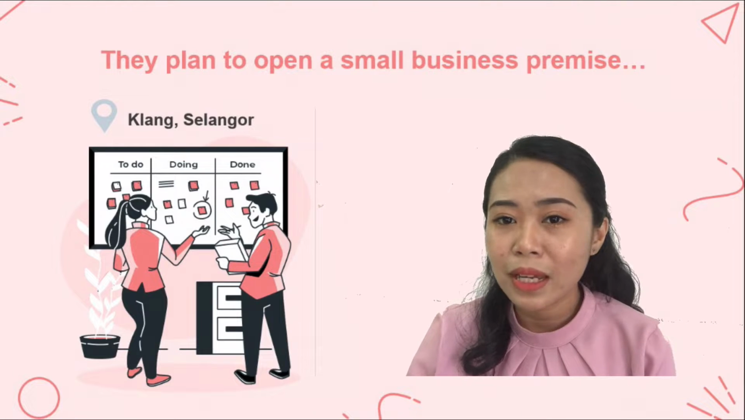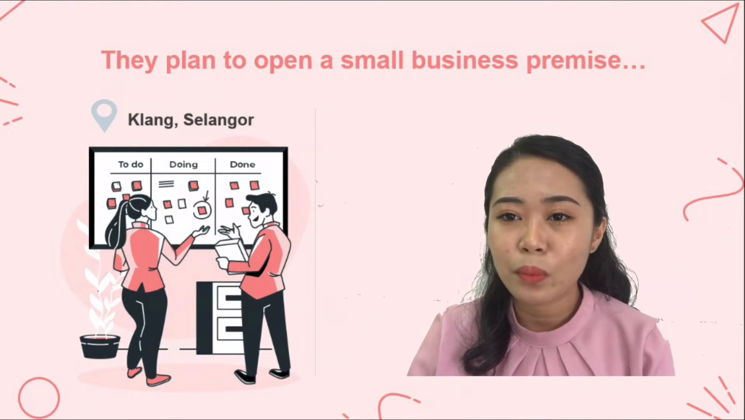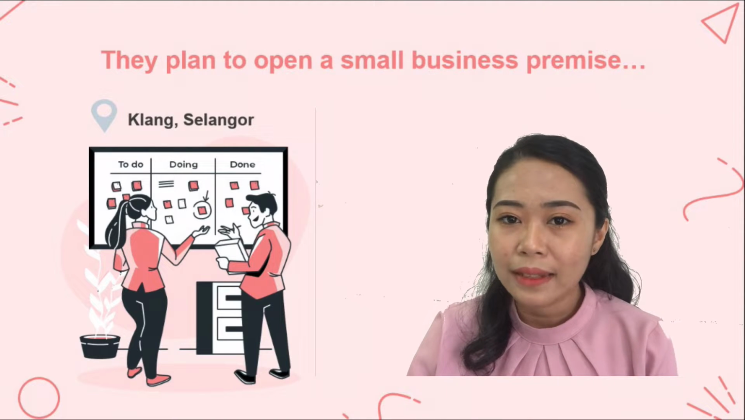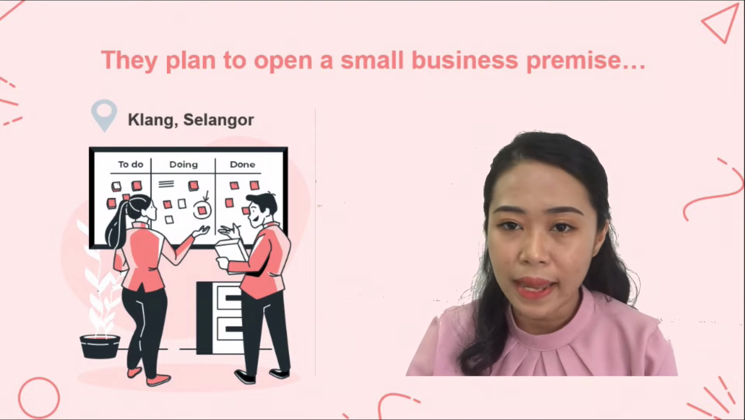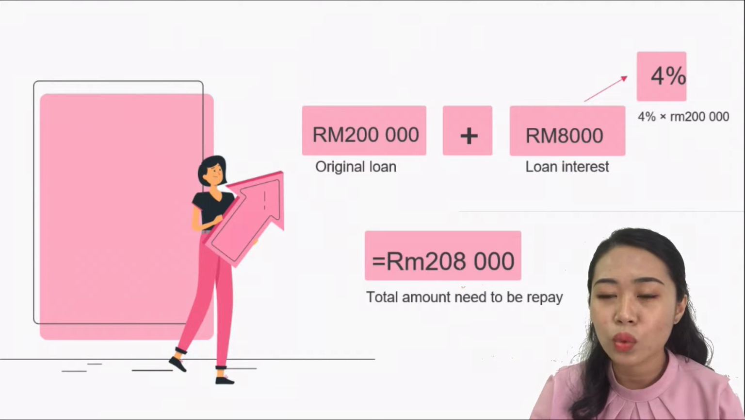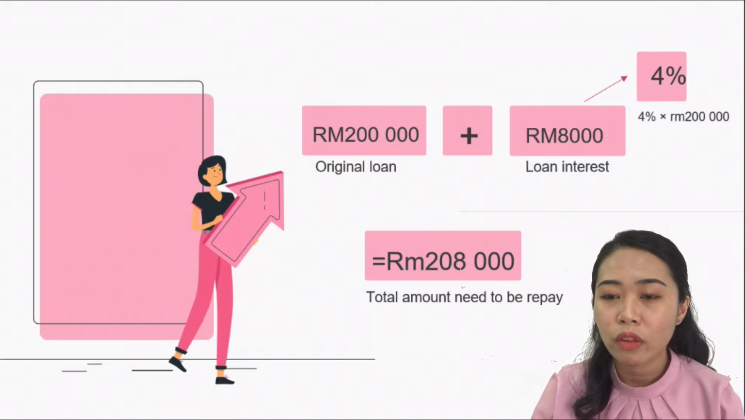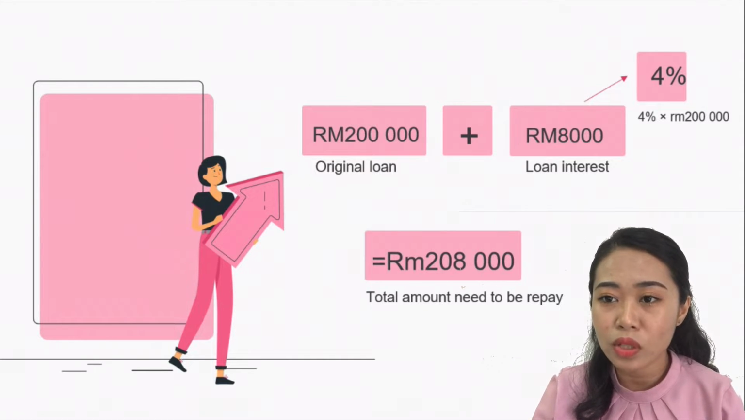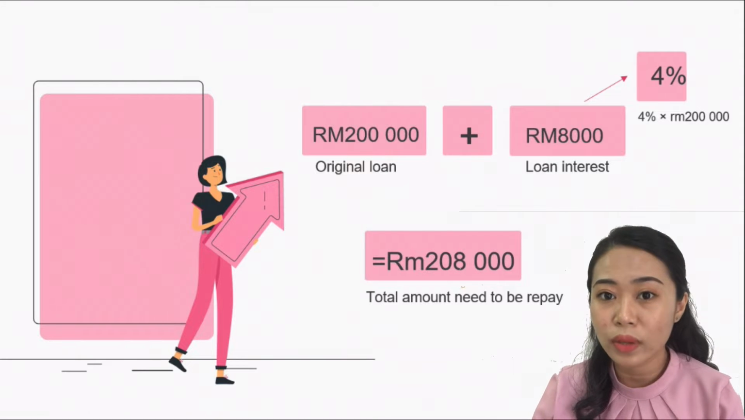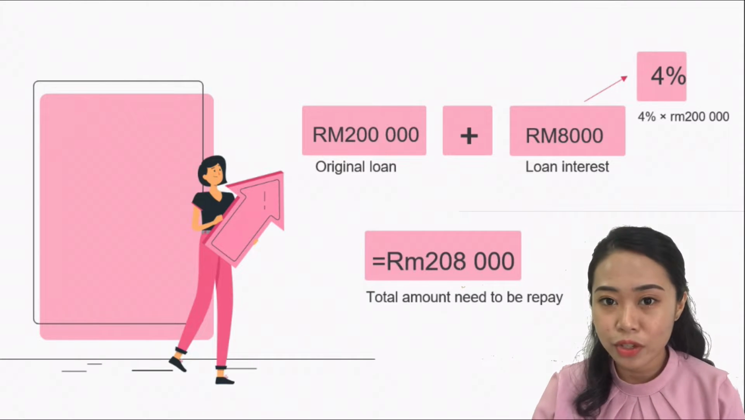At the beginning of this January, the loan was approved by the bank, and the loan agreement stipulates that the loan interest rate is 4%. Therefore, they have to make a repayment to the bank of the original loan amount along with the loan interest amount, which is 200,000 ringgit plus 4% of 200,000 ringgit, which equals 8,000 ringgit. In short, the total amount that they need to repay to the bank within a year is 208,000 ringgit, which is greater than the original amount.